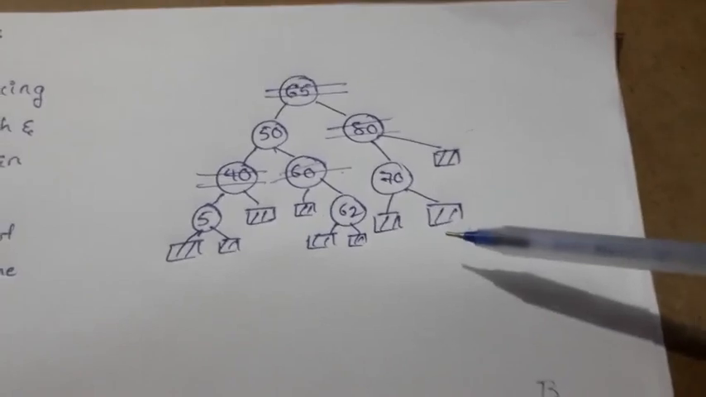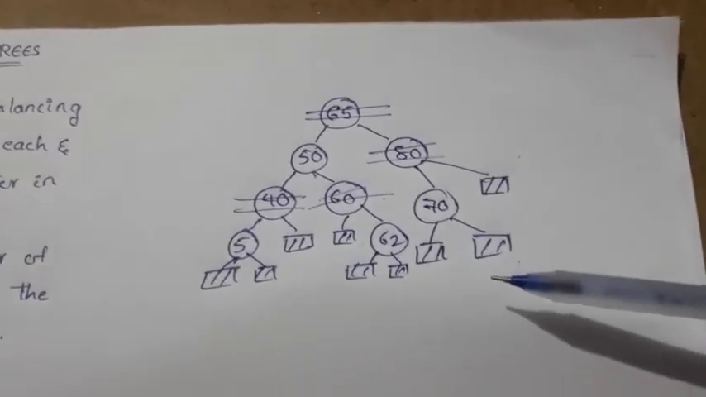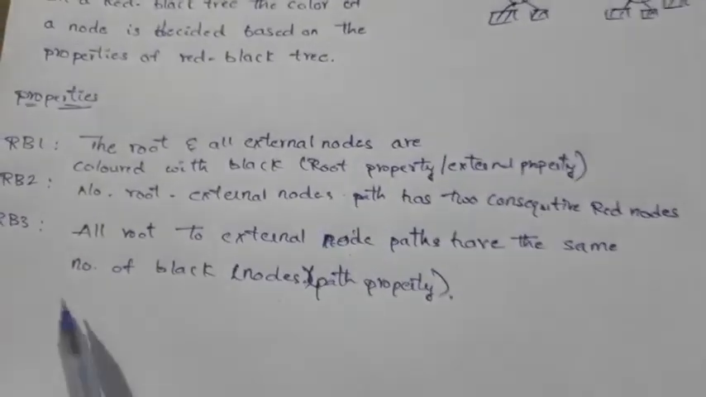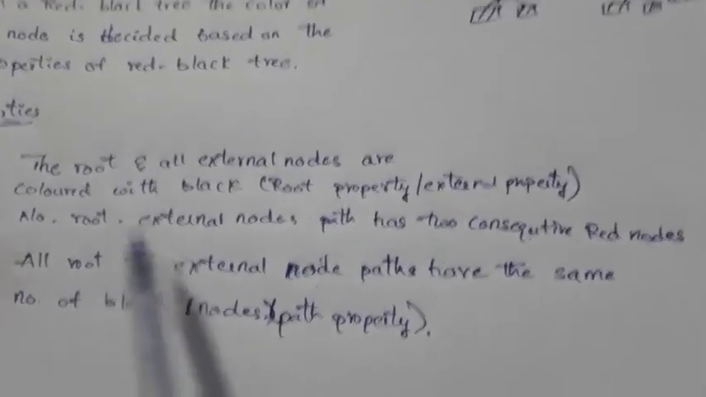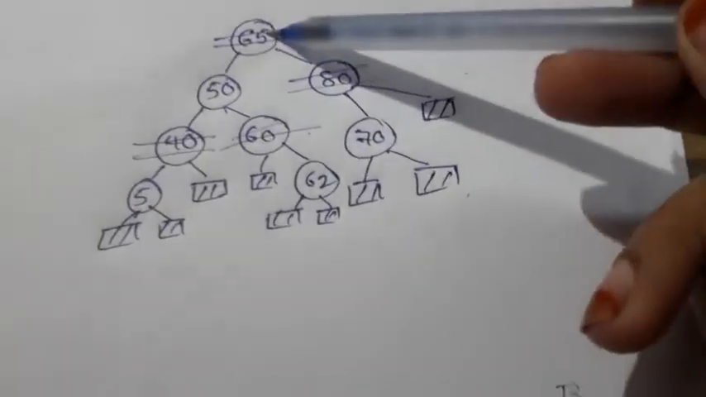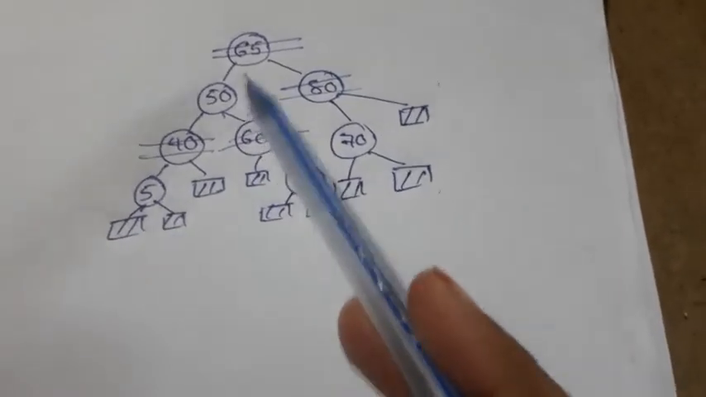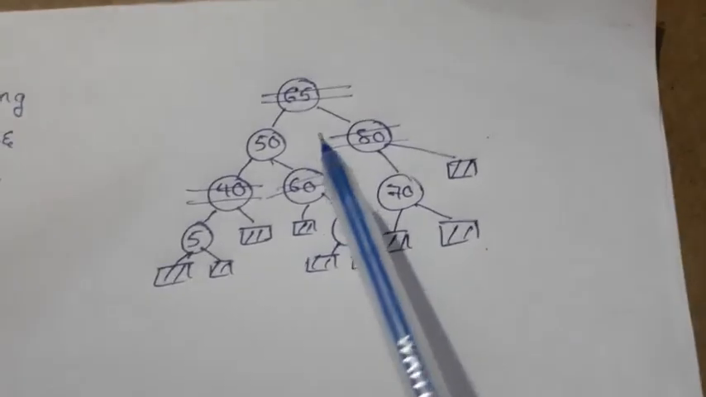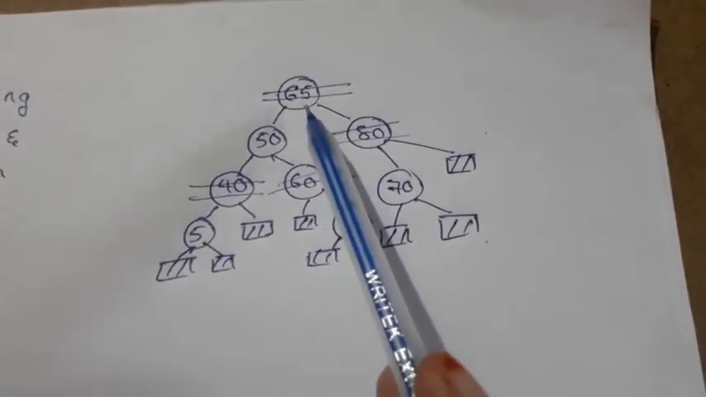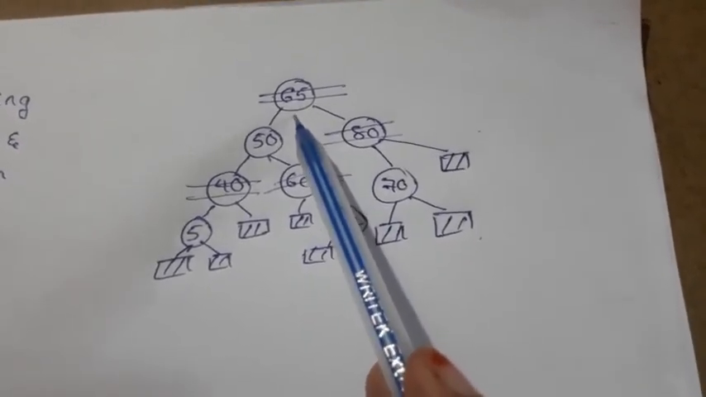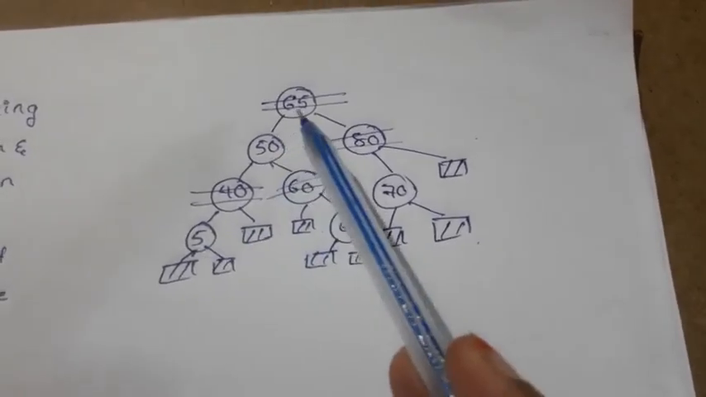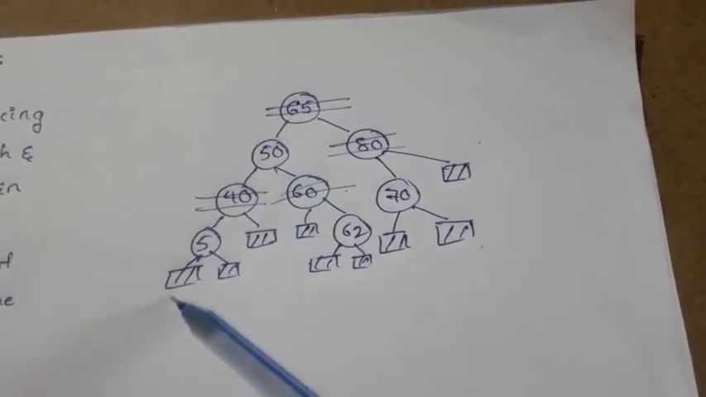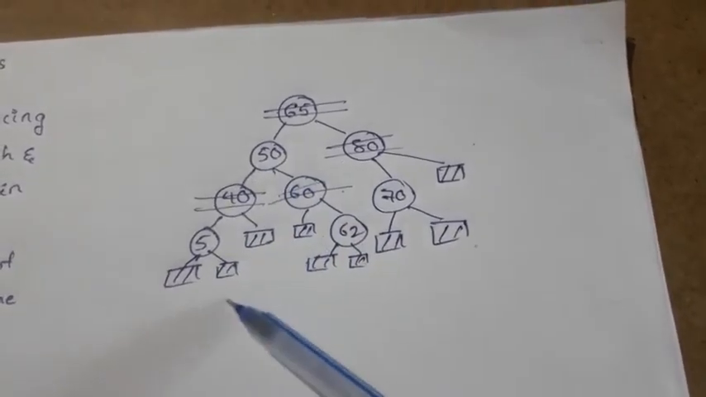Next, coming to RB3. What is the RB3 property? All root to external node paths have the same number of black nodes. It means whatever the path from root to external node, it should have an equal number of black nodes. So here 65 is my starting node. I am checking this path. So this is one path, and this is one path, and this is one path.